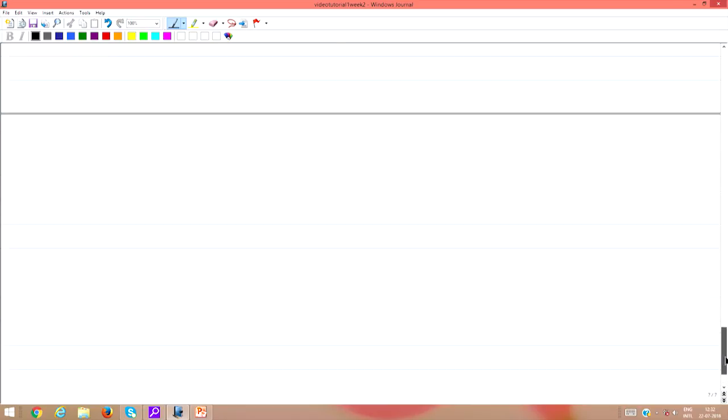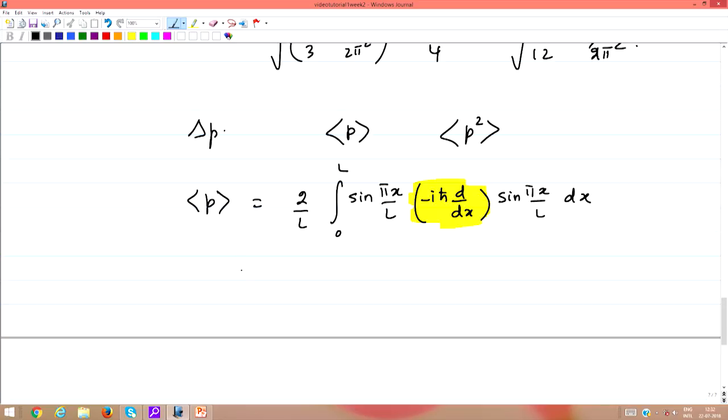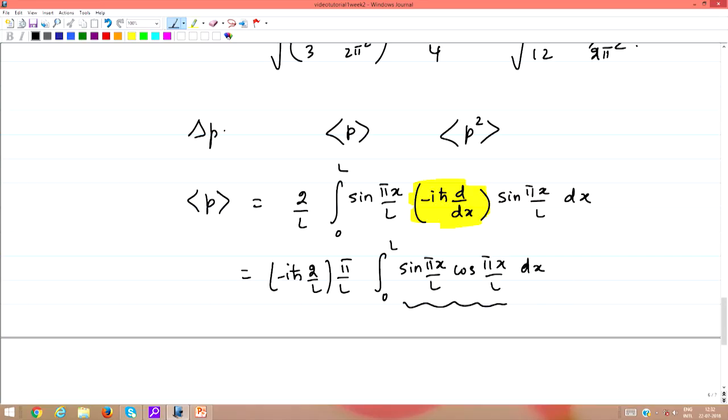Okay. Now, this is also easy to evaluate, because the answer is minus i h bar 2 by L, pi by L, integral 0 to L of sine pi x by L cos pi x by L after taking the derivative dx, and this is the integral of sine 2 pi x by L dx, 1 by 2, between 0 to L, again over the full cycle.